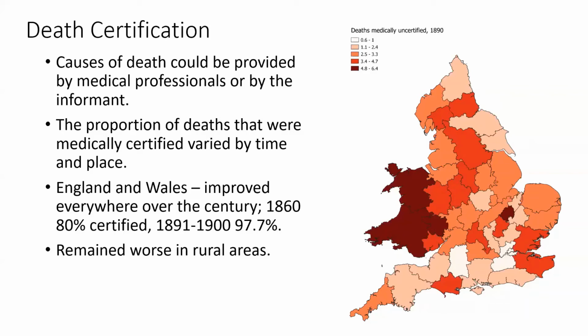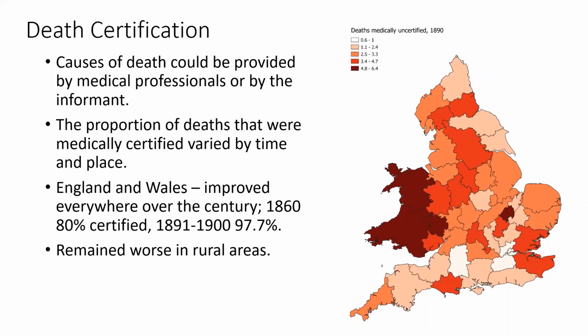Over the course of the century, the degree of medical certification in England and Wales improved quite a bit. So there's a bullet point there that shows 80% of deaths were certified in 1860. By the end of our period, it had risen to nearly 100%, 97.7. But even later in the century, when the overall national picture is pretty good in terms of certification, the geographical variation was quite stark, as you can hopefully see on this map.